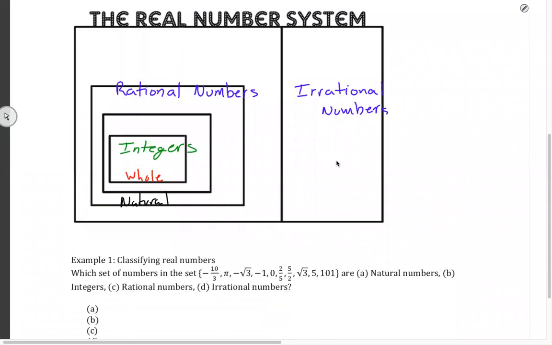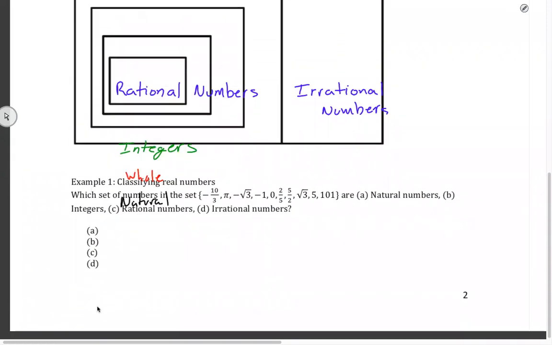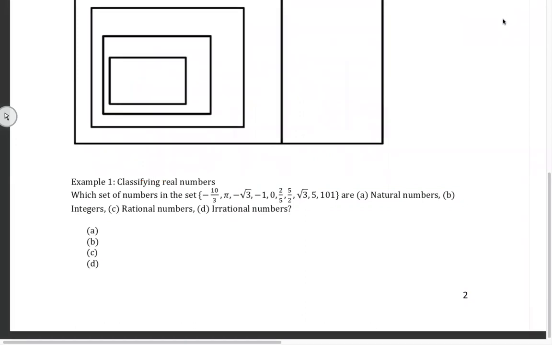And one of the examples that you have in your homework is kind of like this down here. So let's look at this. It's asking us to classify the real numbers. It says which set of numbers in the set, and it gives me all those numbers: -10/3, pi, square root of 3, negative square root of 3, -1, 0, 2/5, 5/2, 5, and 101. So it asks me, hey, which numbers are natural numbers? Jay Patel, give me a natural number.